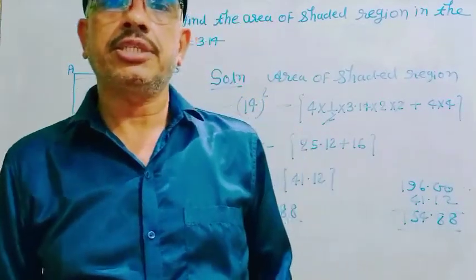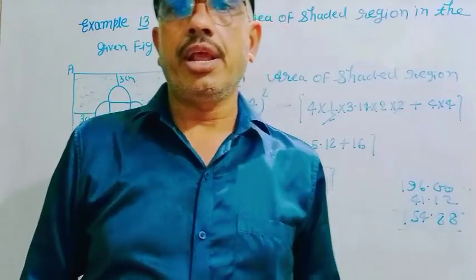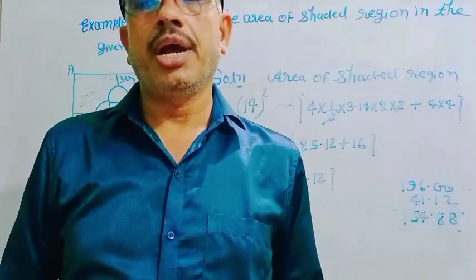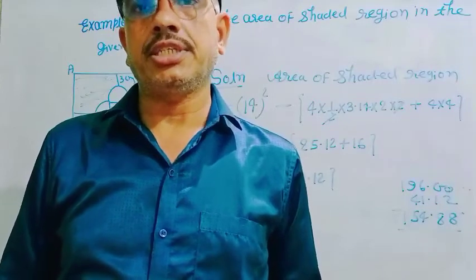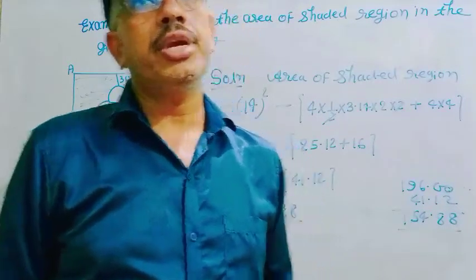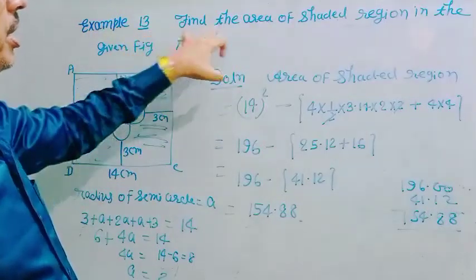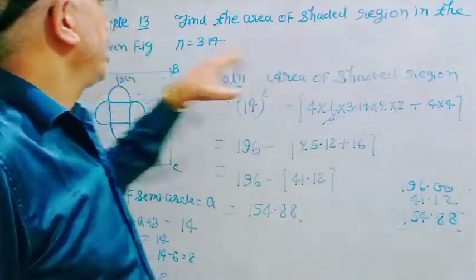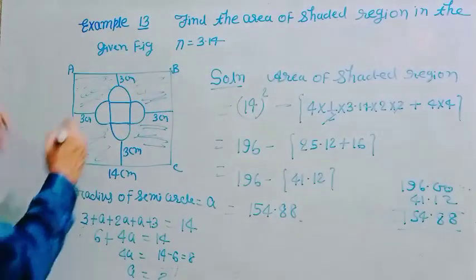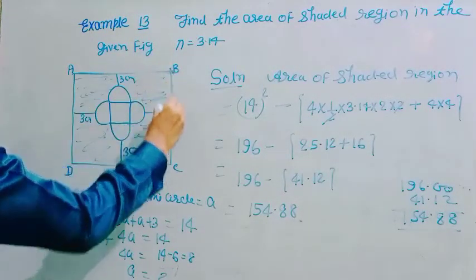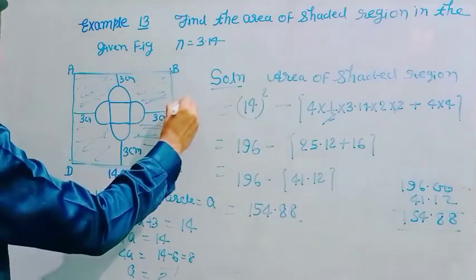Student, today I discuss the remaining part of the area of sectors, with some examples and some questions of exercise 16a. Here you see I solve the problem. The question is example 13: find the area of the shaded region in the given figure. The figure is in the form of a square whose side is 14 cm.